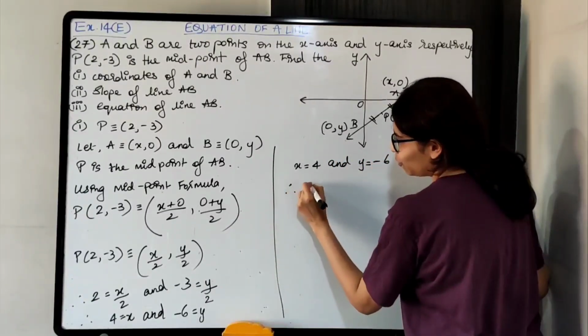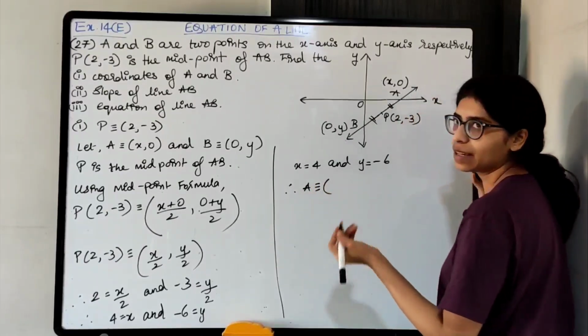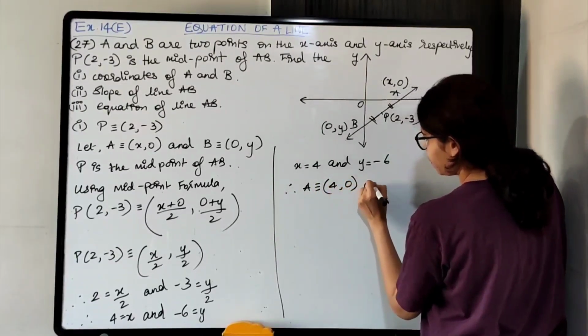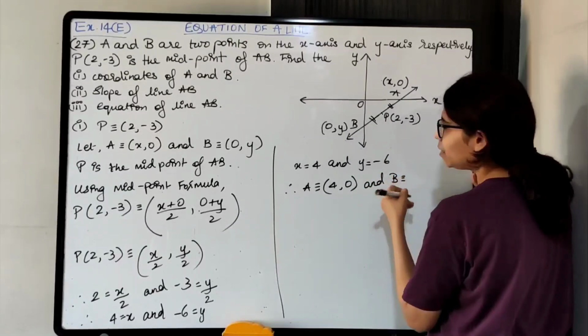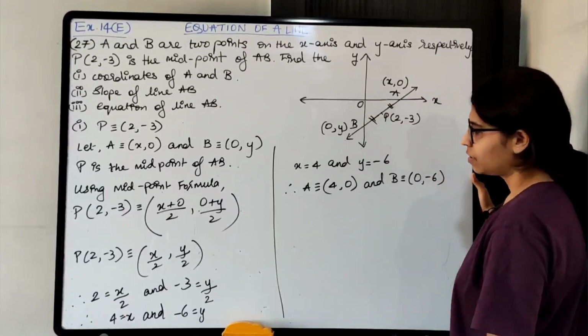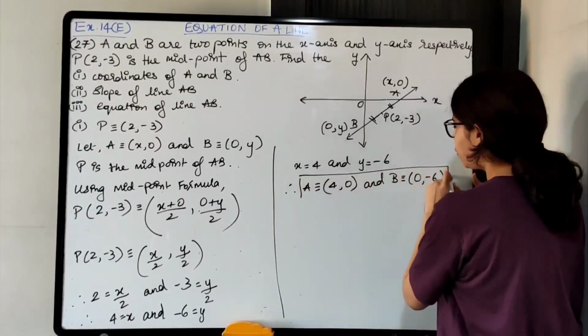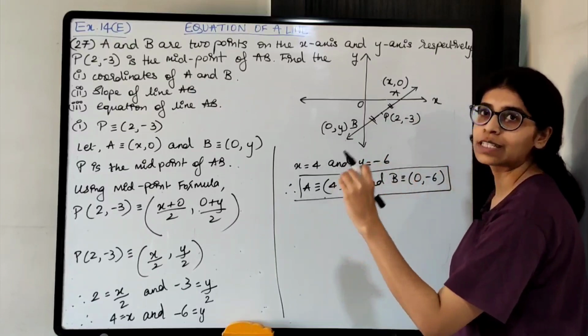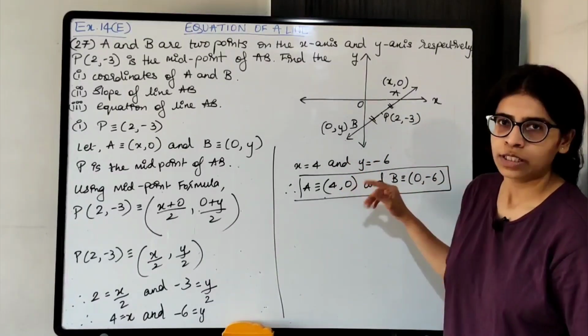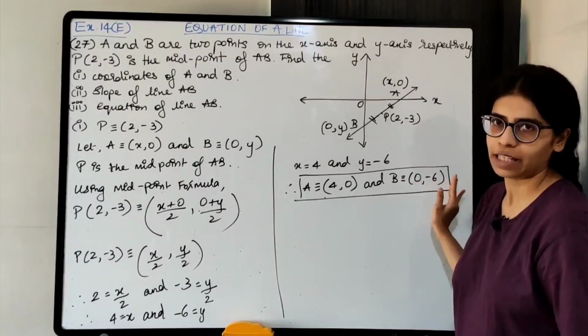So therefore A is x, 0, right? So it will be 4, 0 and B is 0, y, so that is 0, -6. All right. So we got the coordinates of A and B. Box कर दो. Write down the statement. The coordinates of A are 4, 0 and coordinates of B are 0, -6.